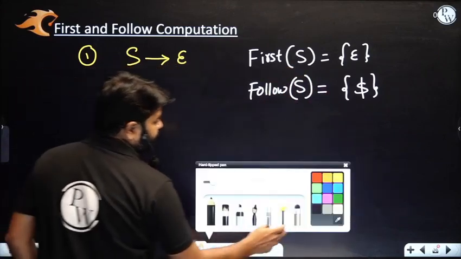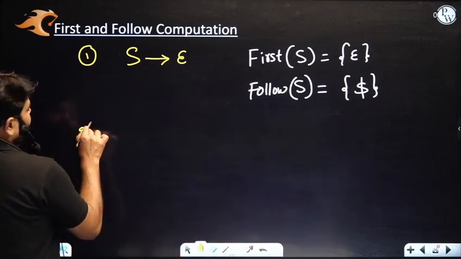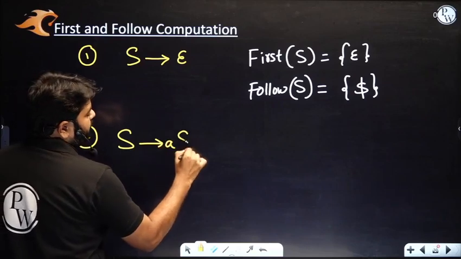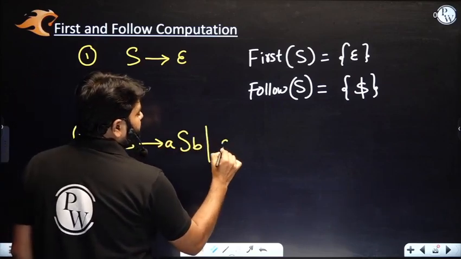Second example, S derives, let us say, ASB or epsilon.